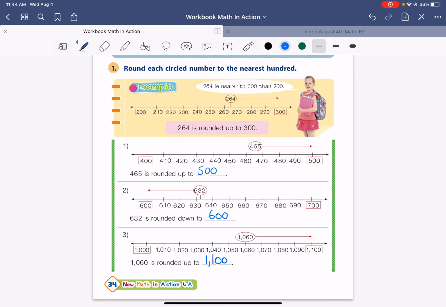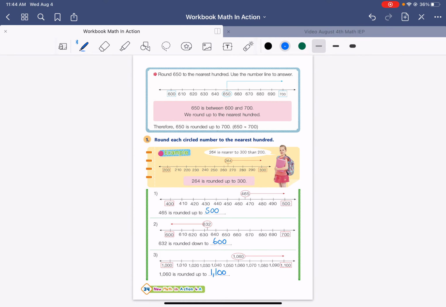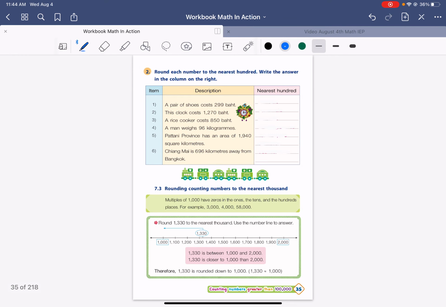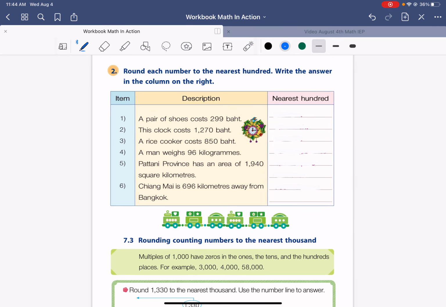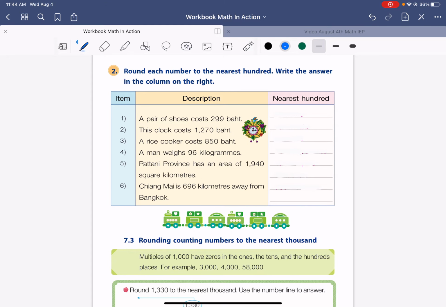Let's take out our workbook again. All right, we practiced that. So, next one. It says round each number to the nearest 100. Write the answer in the column on the right. Round each number to the nearest 100, right? Nearest 100. Write the answer in the column on the right.